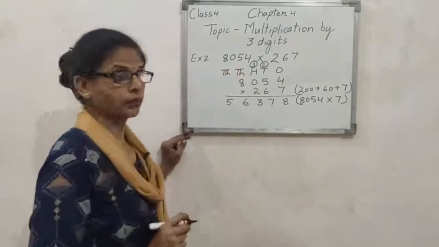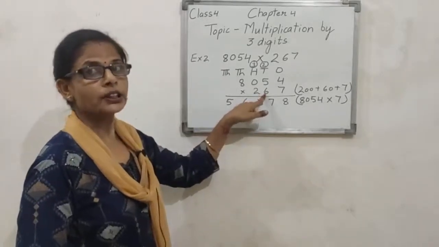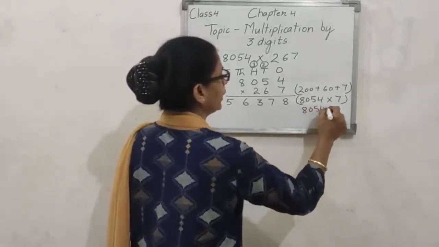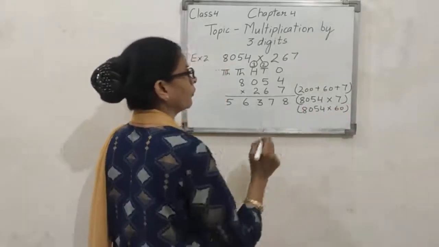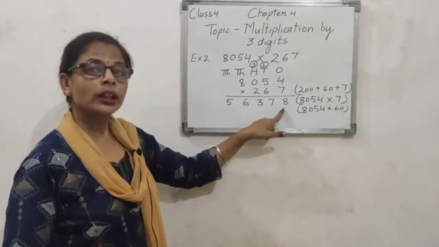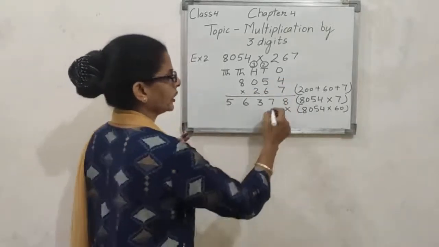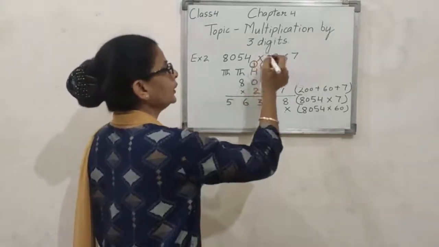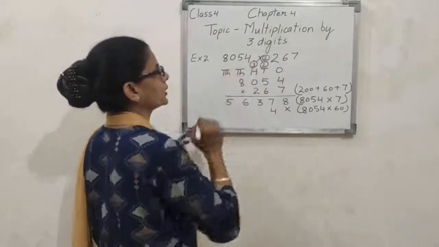Add 10,000 place. Now we have to multiply by which place? We have to multiply by the tens place. Tens place is 6. So we have to multiply 8054 by, what is the expanded form given? 60. We are multiplying by the tens place, so the ones place will be replaced by cross or 0. 6 4s are 24. 4 will be written on the tens place and 2 will be carried on the tens place.